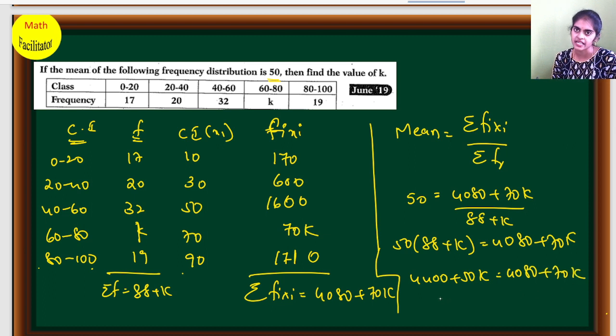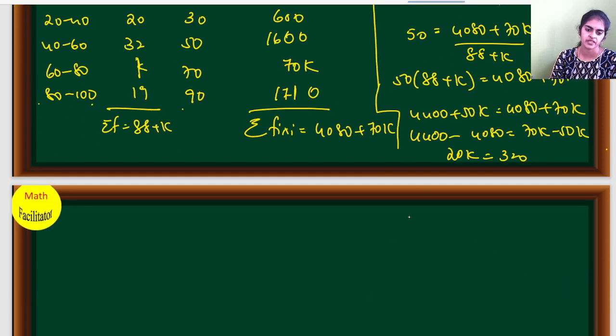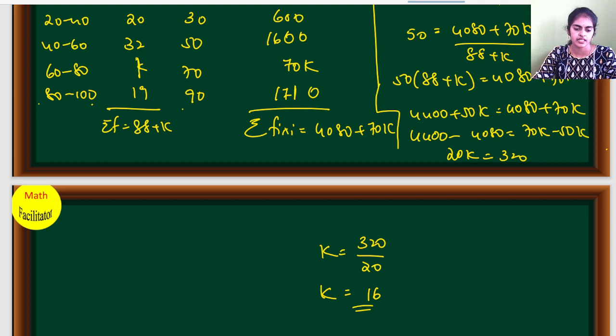సో k terms take it to one side, so you'll have 4400 minus 4080 equal to 70k minus 50k. So 20k is equal to 4400 minus 4080 అంటే 320. So your k value is nothing but 320 divided by 20. So you will get it as 16. K equal to 16 వస్తుంది. సో క్లియర్ ఉందా? ఇది ఒకసారి చెక్ చేయండి.